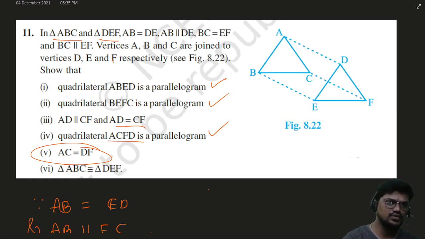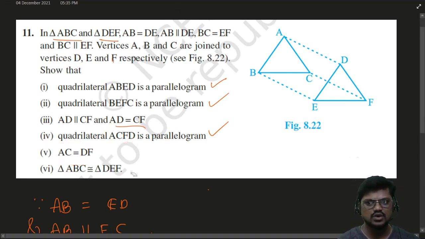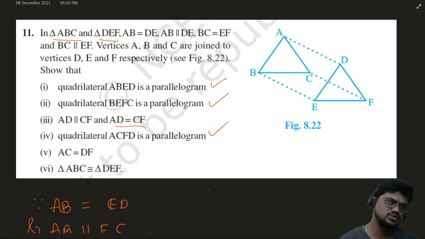So did we prove any two triangles as congruent over here? No. So why will CPCT be there? We did not prove any two triangles as congruent, so we cannot say CPCT every time. Okay. After that, you have to prove that triangle ABC is congruent to triangle DEF. That can also be done.